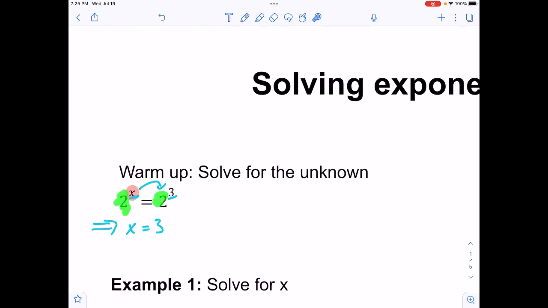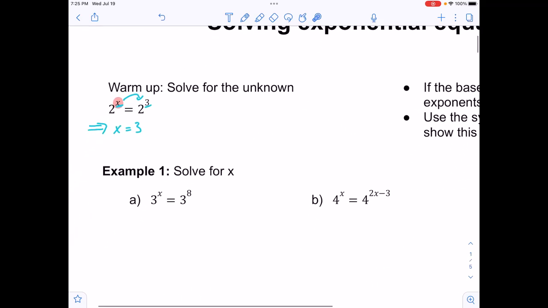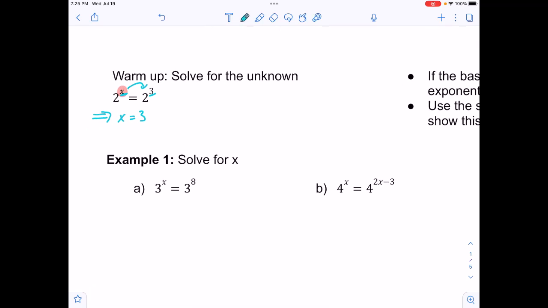and then we're able to come to our conclusion when we can just sort of ignore the bases. Some students think of it as like the base is being canceled out, which is a perfectly good way of thinking about it. So let's do some light examples here. 3 to the power of x is equal to 3 to the power of 8. My bases are the same, so my exponents must be the same. This implies that x is equal to 8.